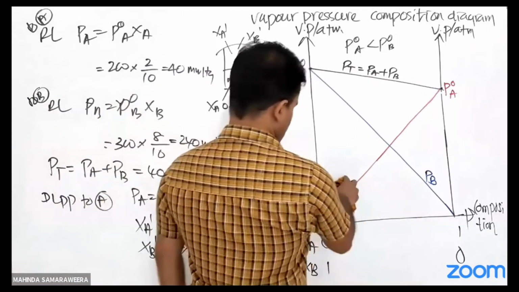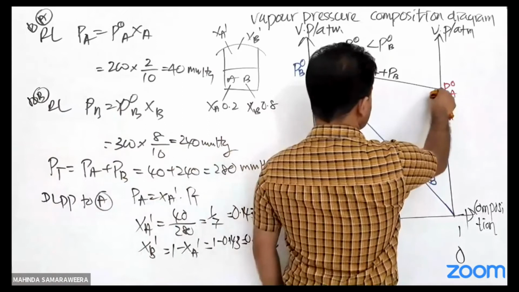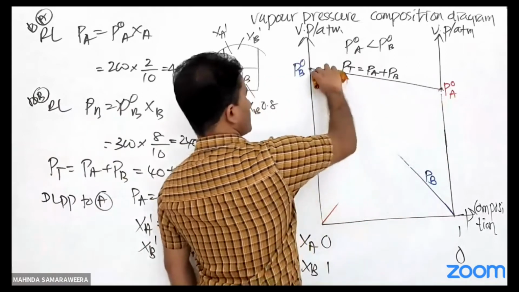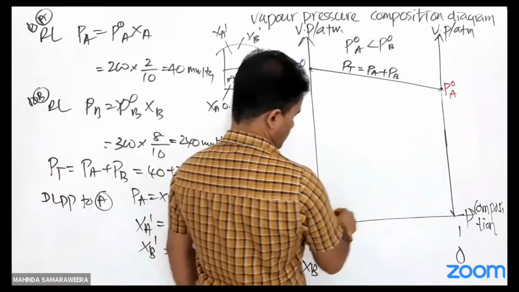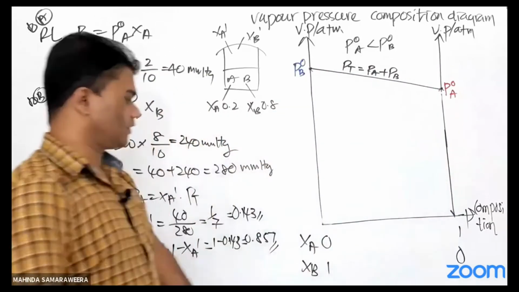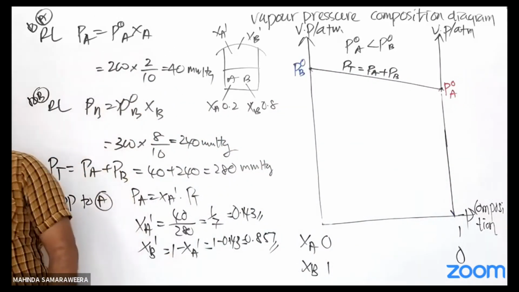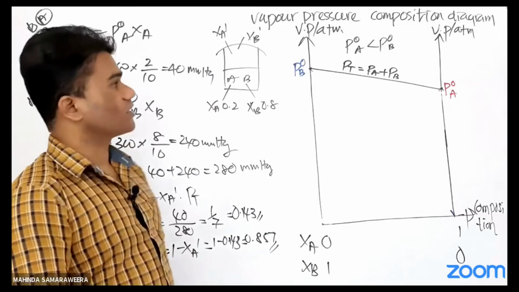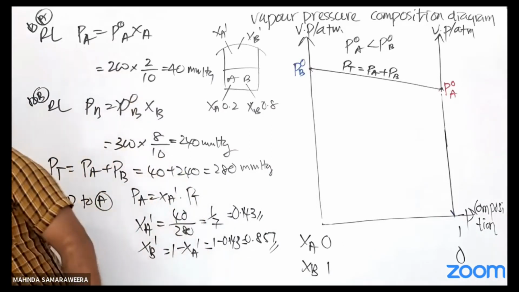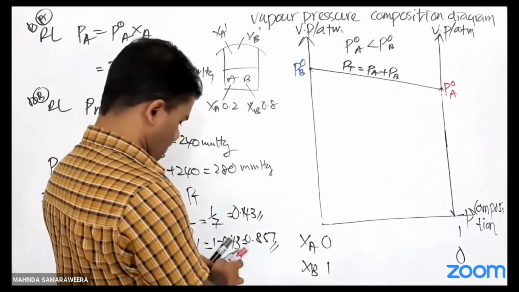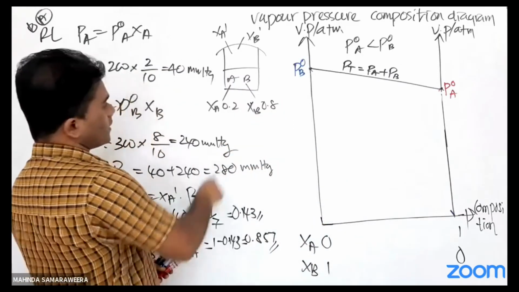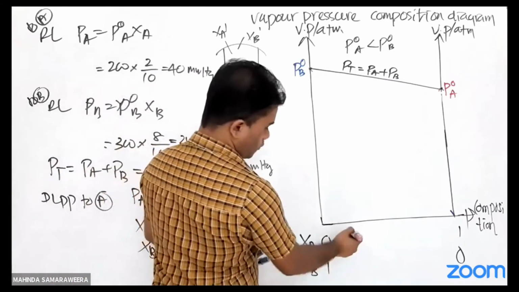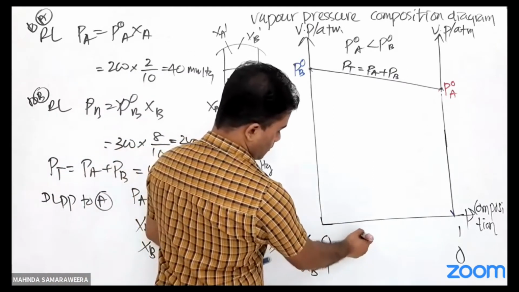Easy. Now I want to represent these mole fractions again in the diagram. I go back to that vapor pressure composition diagram. What's the mole fraction of A I got in the liquid phase? In the liquid phase, XA is 0.2. It's somewhere here. This is where you get 0.2.